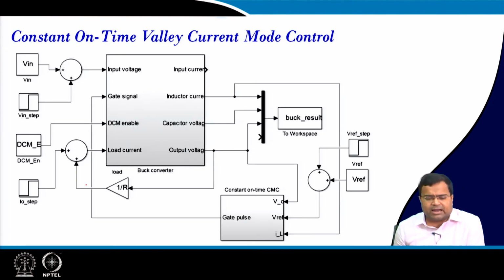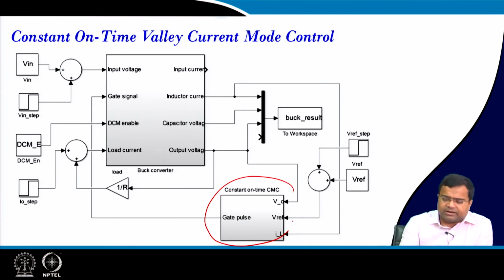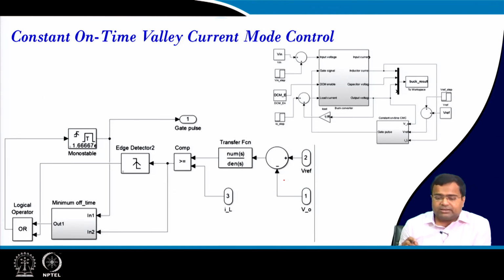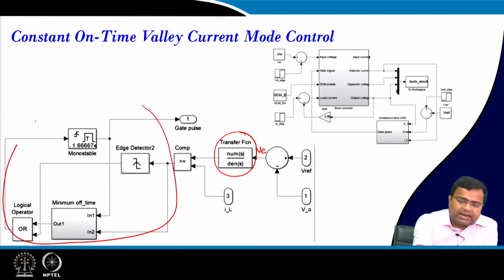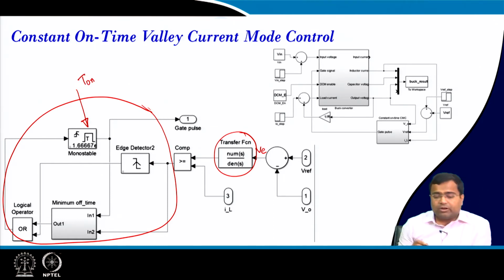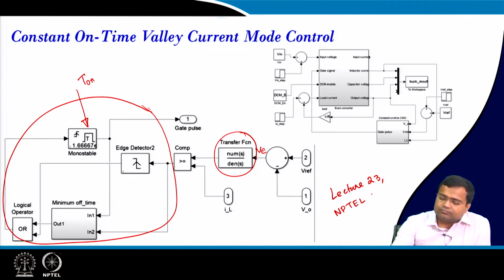Then constant on time valley current mode control. Again only this block is different, everything else remains the same. How is it realized? Again this error voltage part is common, the compensator part is common, and this is compared. So this is different. Here again we are considering a monoshot timer which will be loaded with constant on time. Okay, and all these are discussed in lecture number 23 of our earlier course, that means our NPTEL course on control and tuning method.